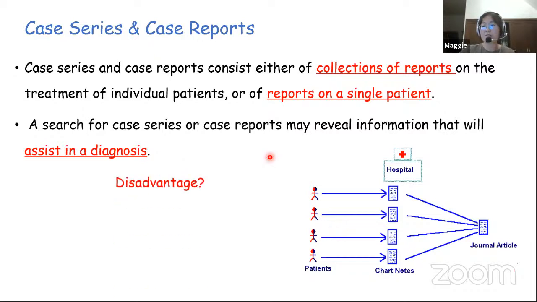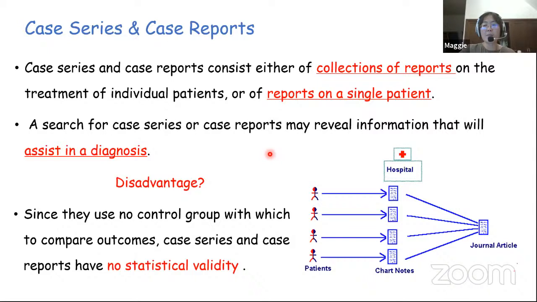So what are the disadvantages of the case series and case report? Because they have no control group. As you see, only the patients come to the hospital and the doctors write down their symptoms, write down the treatments for this disease, and then submit to the journal, right? So all these studies have no healthy control group with which to compare outcomes. So case series and case reports have no statistical validity. So this is the major disadvantage of the case series and case reports.